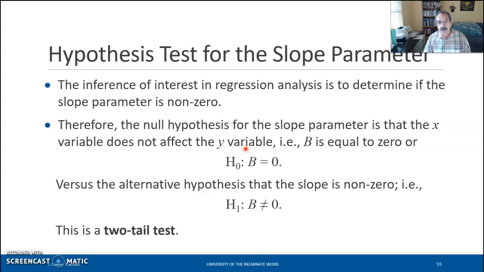So for that reason, to do this inference, we perform a hypothesis test, where the null hypothesis is that the slope is 0, meaning x does not affect the response variable y. And the alternative hypothesis is that B is not 0. And again, it could be negative or could be positive. So this particular test for the slope is a two-tail test, because in the alternative hypothesis, we want to find out if the slope is not 0.